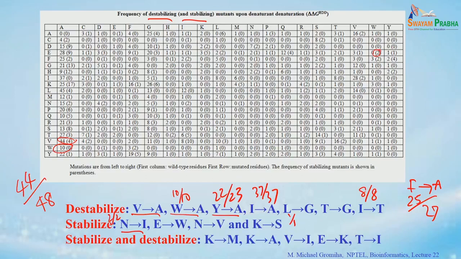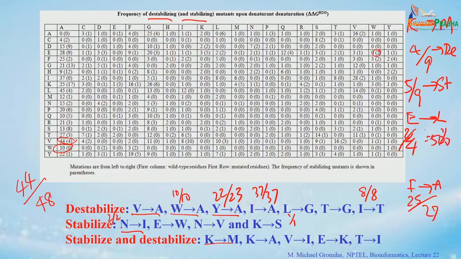And in some cases, mutations can both stabilize and destabilize. For example, take K to M: out of 9, 4 are destabilizing and 5 out of 9 are stabilizing. In this case, we do not know if you change lysine to methionine, it may stabilize or it may destabilize. Can you tell some other example which can act as both? E to L, what is E to L? 2 and 2, out of 4, 2 are 50%. We just do not know.